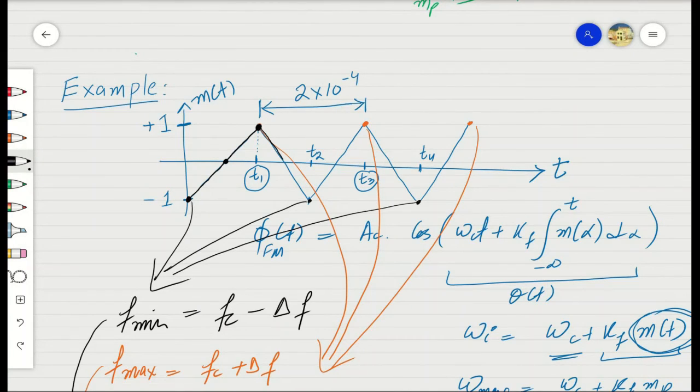Similarly, a decrease in the amplitude of the information signal will cause a decrease in the frequency of the modulated signal from the positive peak amplitude to the negative peak amplitude. A frequency shift from the maximum frequency to the minimum frequency will be experienced.